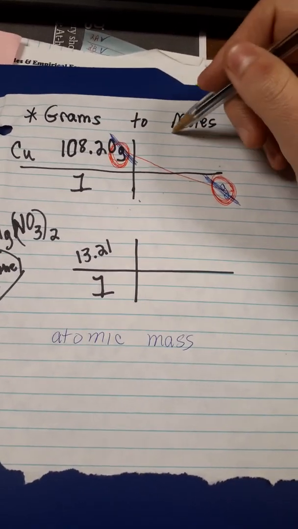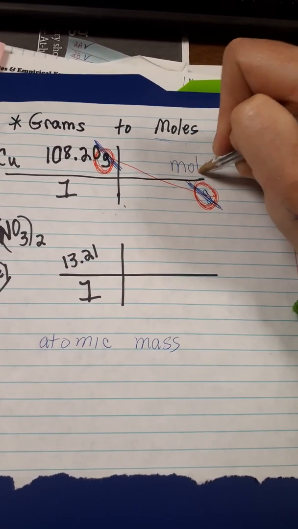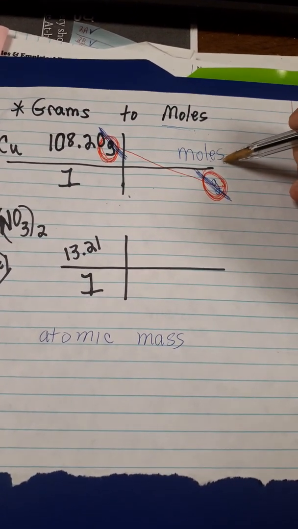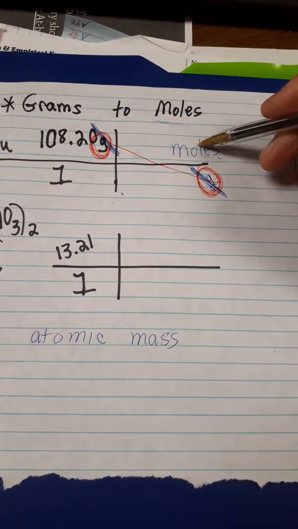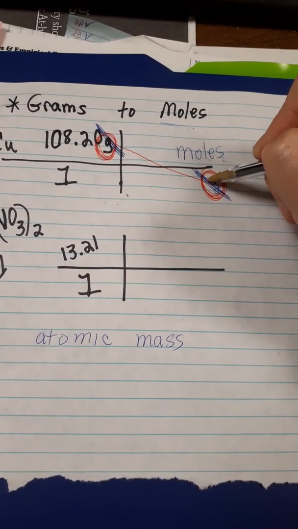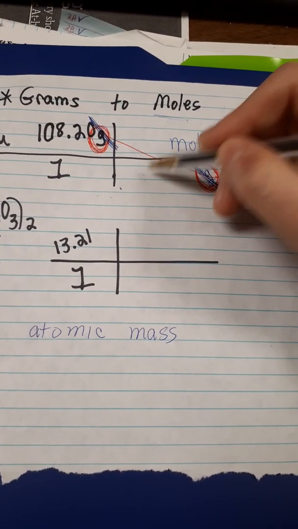Okay, I want moles, so moles gets written at the top. That is where the answer's unit goes at the top at the end. Okay, now that we have the units and the positions they're supposed to be in, now we can put in the numbers that we are supposed to have.